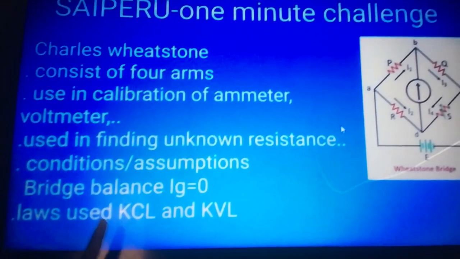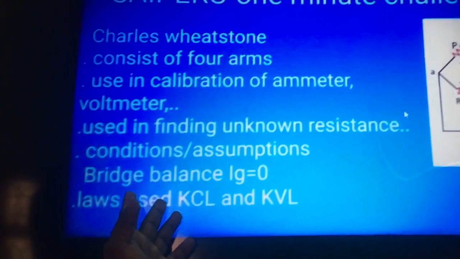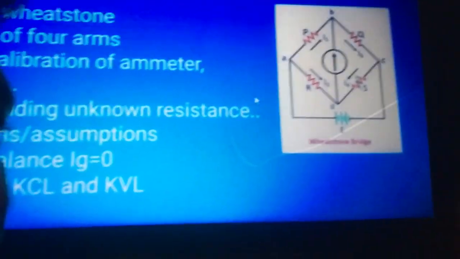What are the 2 laws used? The 2 laws used are KCL and KVL. KCL is: current entering the node is equal to current leaving the node. KVL is: algebraic sum of voltage should be equal to 0. Let's start deriving. This is a typical Wheatstone bridge.